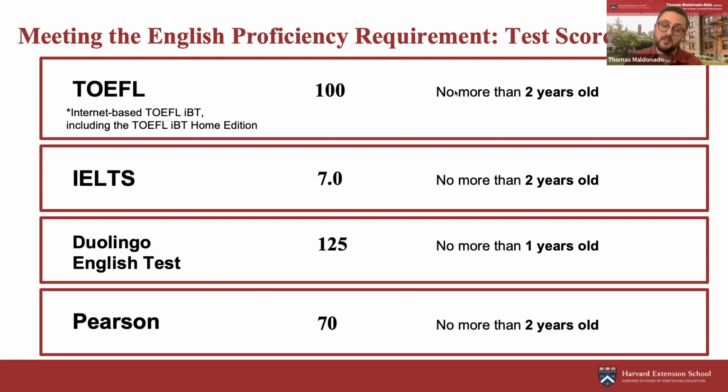A second option is the IELTS exam. There, the minimum score that we're looking for is a 7.0. And again, no more than 2 years old. The third and the newest one in the sphere of English proficiency exams is Duolingo's English test. There, the minimum score we're looking for is a 125, and different from the rest, the score must have been received within the past year. And then finally, there's the Pearson Test of English, where the minimum score would be a 70, and again, no more than 2 years old.